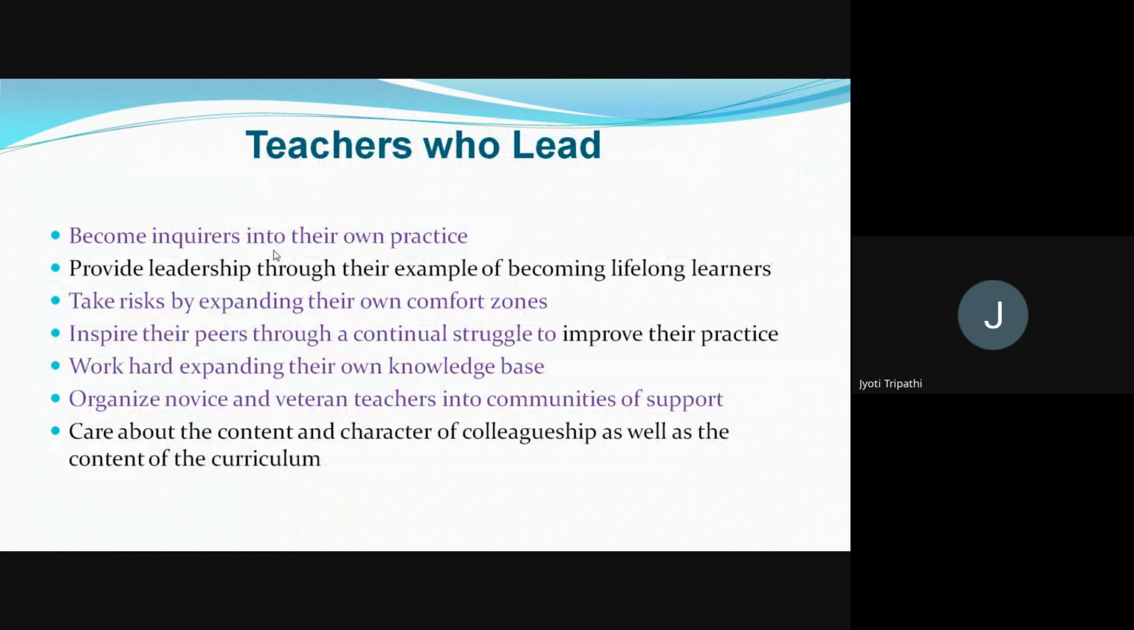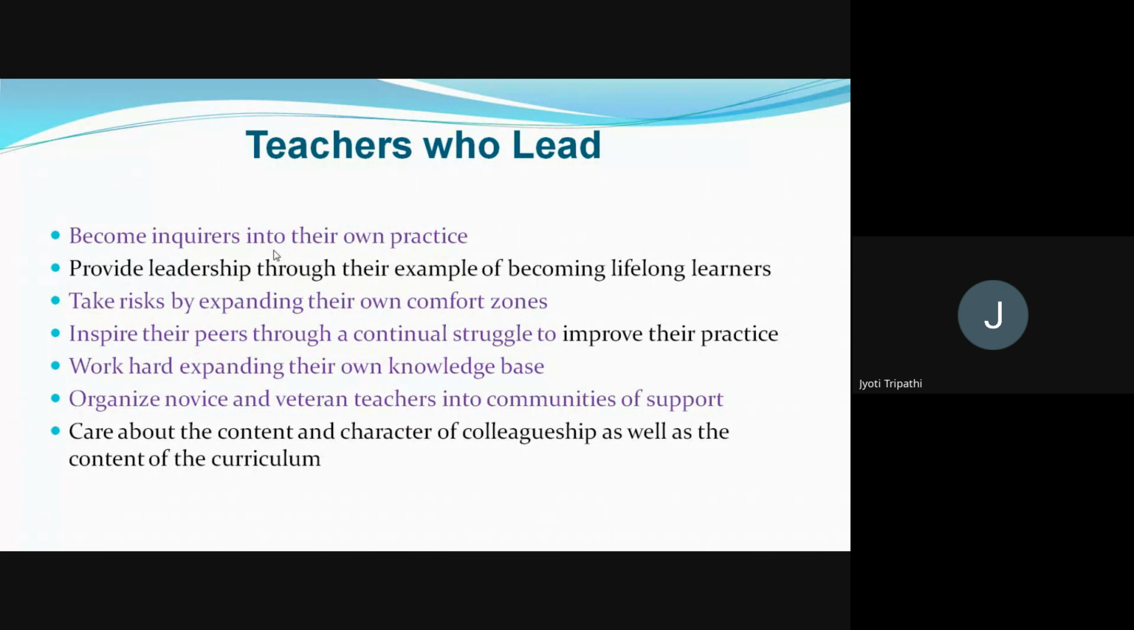Now, there are the teachers who lead. So, what kind of teachers lead? Let me come up with these points. Some of these we have already discussed, but some are little new points, so we may take them up. They become inquirers into their own practice. So the teachers who lead in the organization are actually inquirers. They inquire and they explore. And as I mentioned previously, they explore the unexplored path. And this becomes part and parcel and very much the practice of their daily life activities.